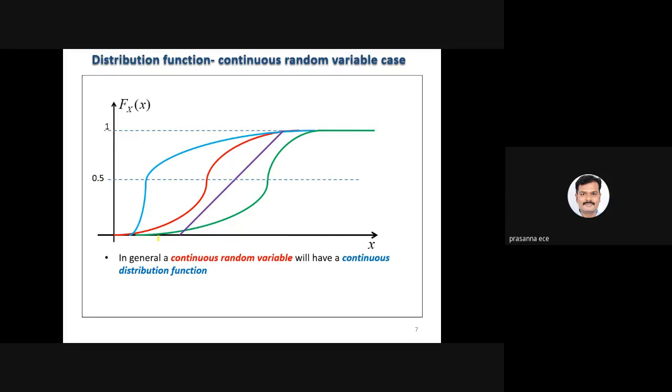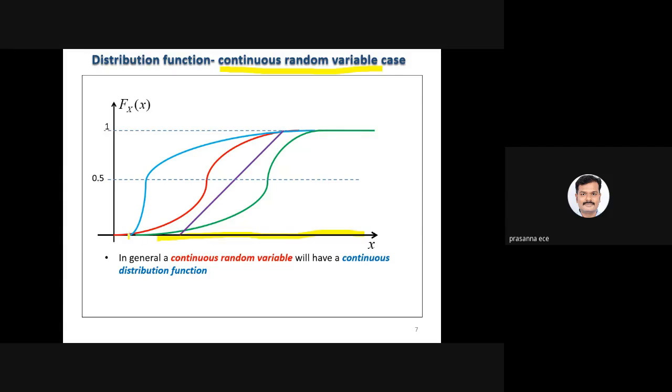All the points along this line have some associated event in the sample space, which is why we call them continuous random variables. There is a stark difference between the form of the distribution function in the discrete random variable case and in the continuous random variable case.